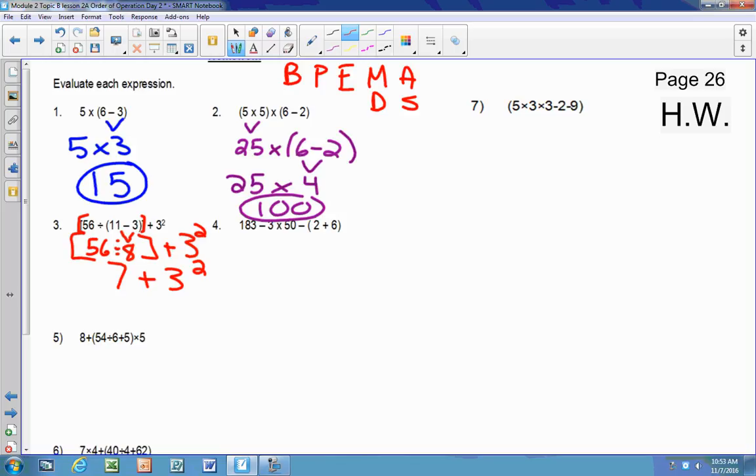And before I add, I need to do my exponents because they come first. And 3 to the second power means 3 times 3, which is 9. So I end up with 7 plus 9, and that gives me 16.